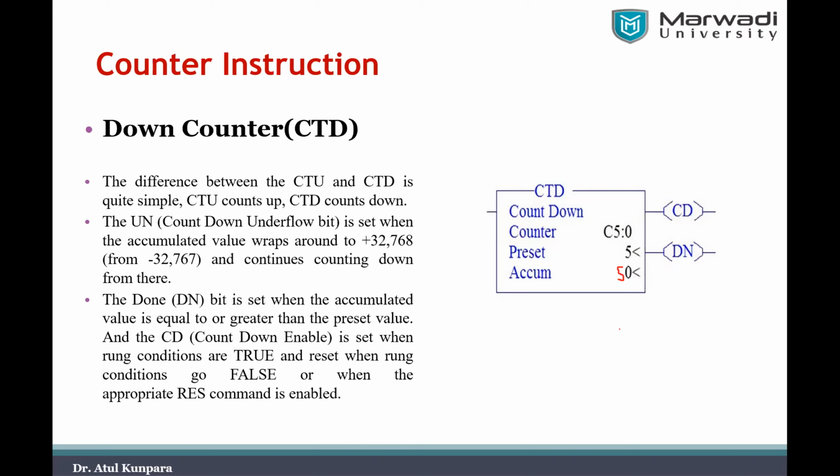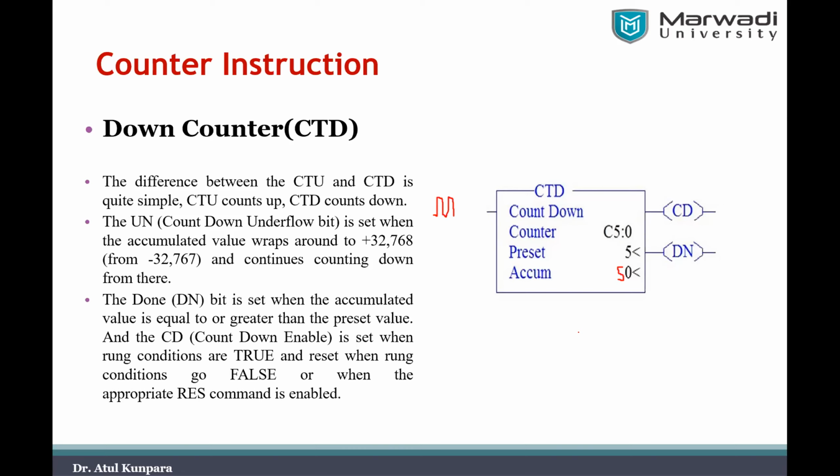But now, whenever there is an input pulse given to this counter, those pulses are going to be counted and your accumulator is going to reduce from 50, then 49, then 48, 47, 46, like that. It is going to reduce and reach 5, and then 4. So till your accumulator value reaches 5, your done bit will be in on condition.